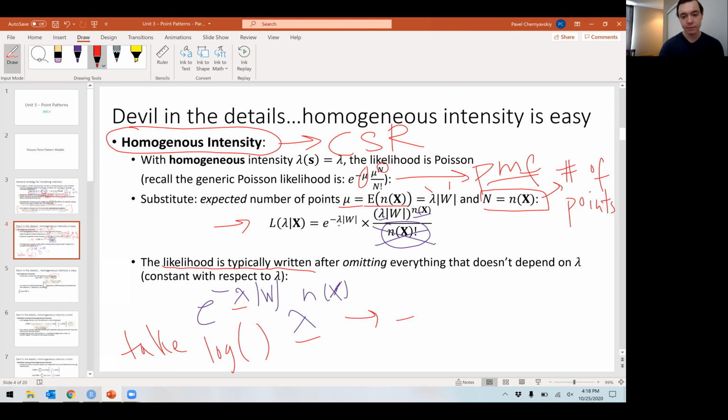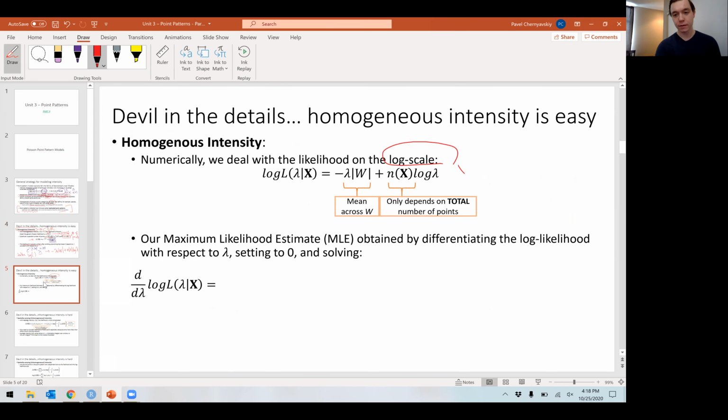My power comes down, and now I have plus n log lambda. The reason why I don't have a log e is because the natural log of e is equal to 1. And so that's how we get that quantity right there. Notice that it depends on the mean number of points, right? This is just the average number of points in our window. Average number of points, let's be clear.